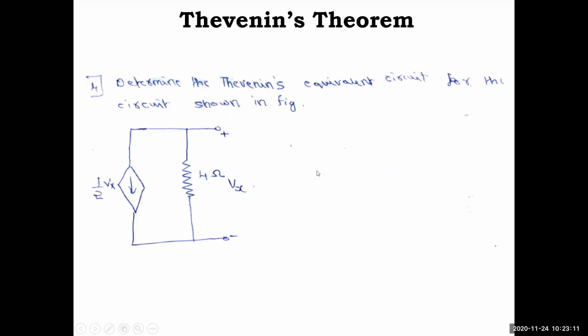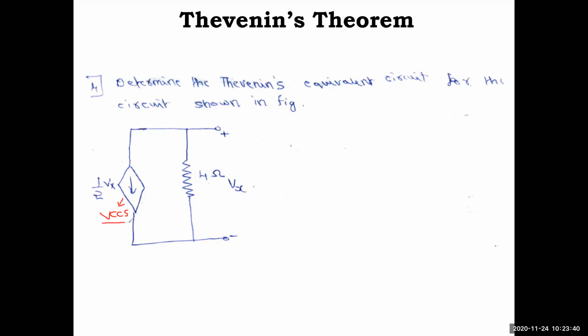Note down the question. Determine the Thevenin's equivalent circuit for the circuit shown in the figure. The circuit is very simple. You have a current source here. This shows the current source 1 by 2 Vx and a 4 ohm resistor, and Vx is nothing but the voltage across the 4 ohm resistor. So what type of dependent source is here? It is a voltage controlled current source, VCCS.